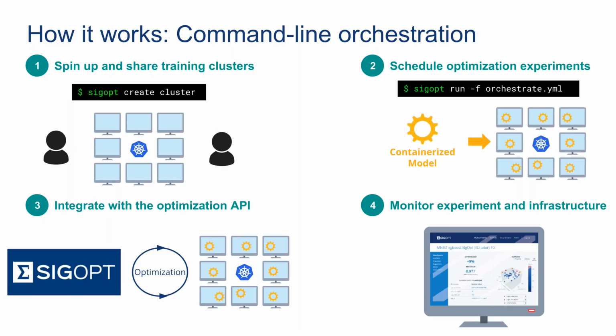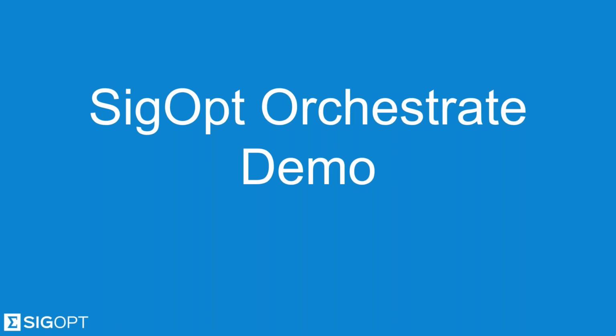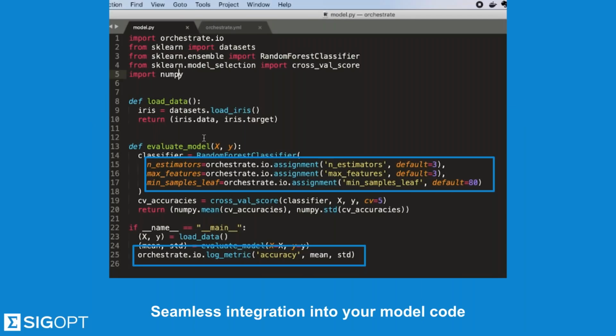The goal is to fully abstract the infrastructure away from the developer so they can focus on their expertise, which is modeling. So we want to make it as fast and simple as possible to integrate Orchestrate into your model. So I'll show you how it integrates now. This file should look pretty familiar. It's a pretty standard random forest classifier.